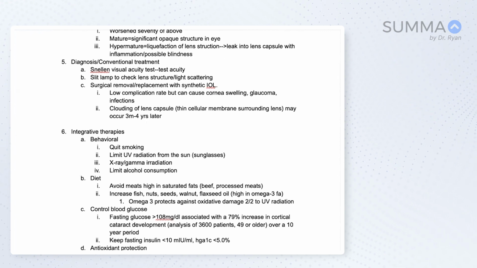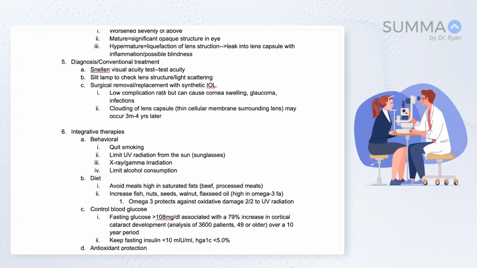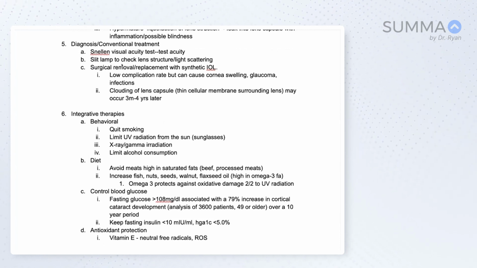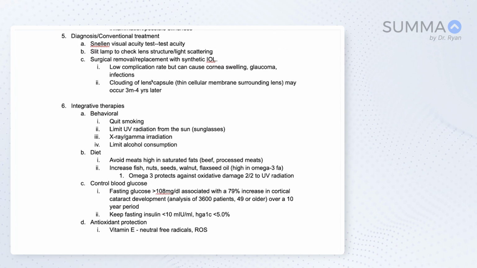Diagnosis and conventional treatment. The first thing that most ophthalmologists will do to see if you do have one is, of course, to check your acuity. And if your vision is worsening, they'll oftentimes then do a slit lamp test, and that will allow them to check light scattering within the lens. And provided that they see significant scattering and the cataract is fairly large, they'll go ahead and move towards surgical removal. And this is pretty much the standard of care. And this is a fairly safe surgery.